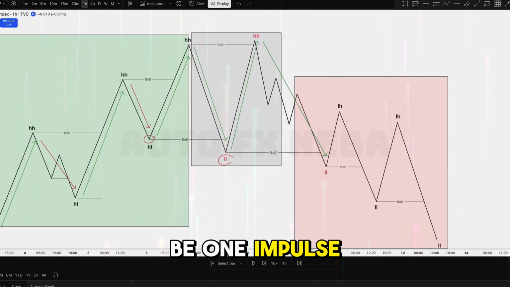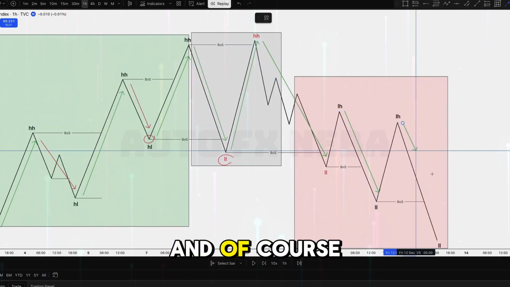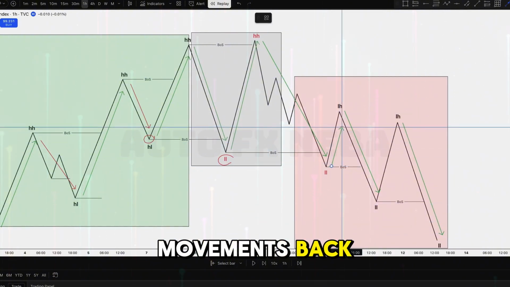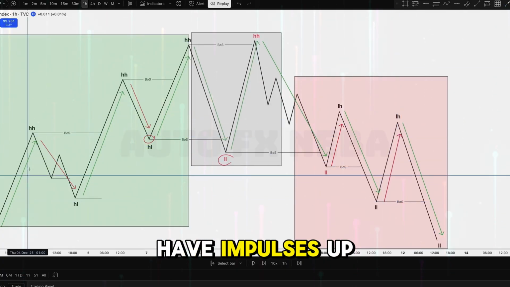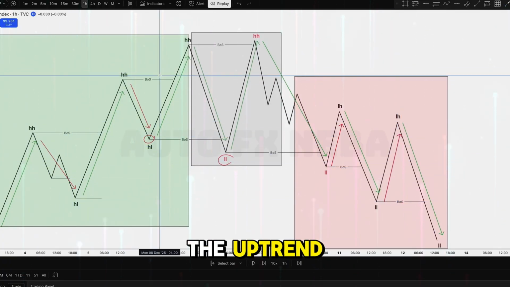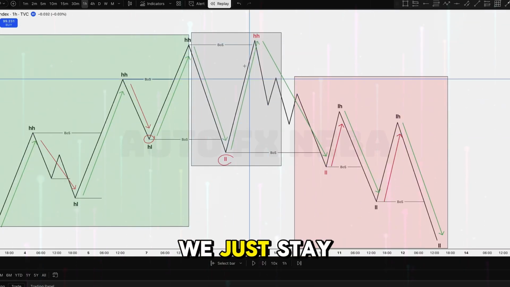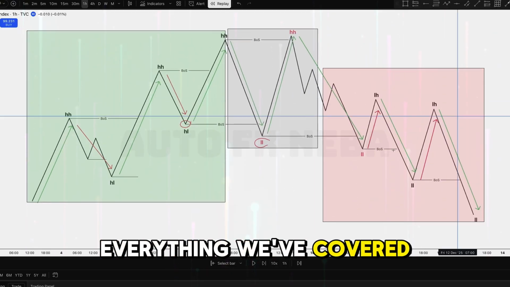So that would be one impulse. Then we have continued impulses down, breaking structure to the downside. And of course, those movements in between are going to be the corrective movements back. So we have impulses down, corrections up through the downtrend. We have impulses up, corrections down during the uptrend. And then we have kind of impulses everywhere during the consolidation phase, which is where we just stay out of the market. And that is pretty much the basics of market structure, everything we've covered so far.